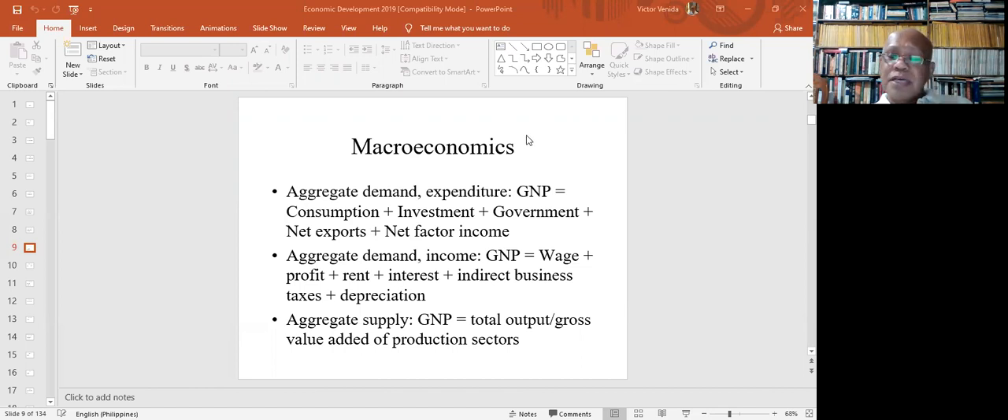So these are your two equations on the demand side, the gross national income equation. And they're always equal. And these two are always equal to the aggregate supply equation, which is the gross national product, which is equal to the sum total of the gross value added of the production sectors. The gross value added is the money value of the total output of a particular production sector. And there are 10 main production sectors.